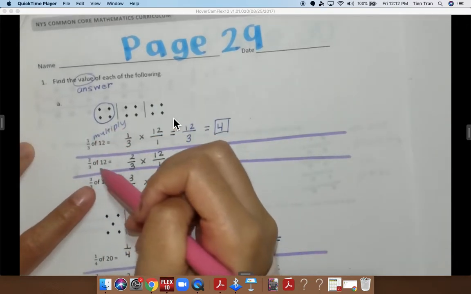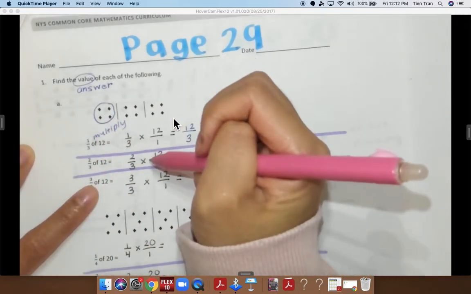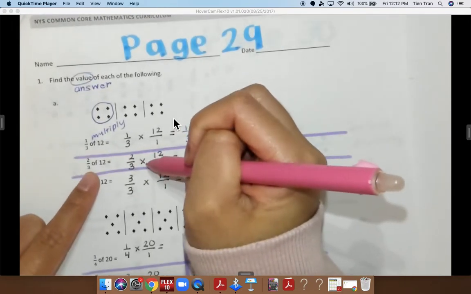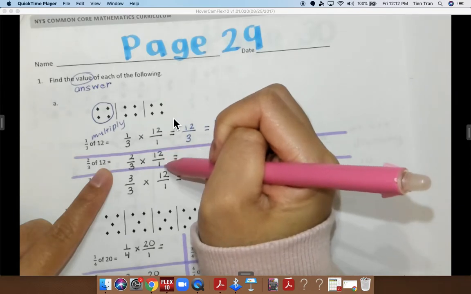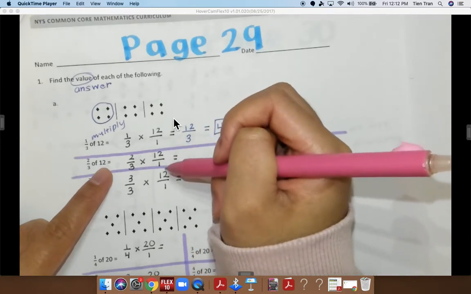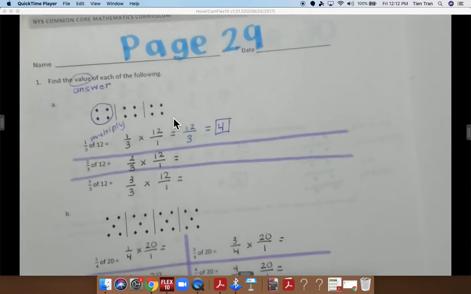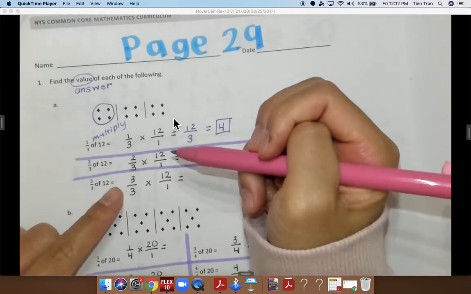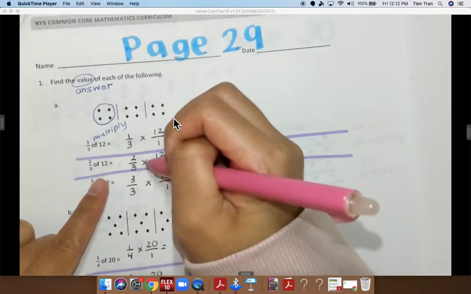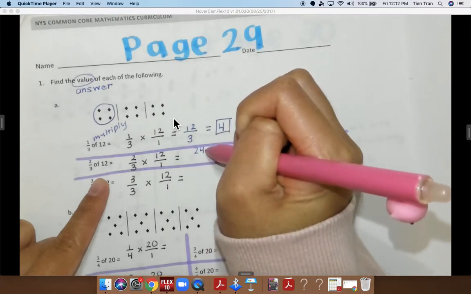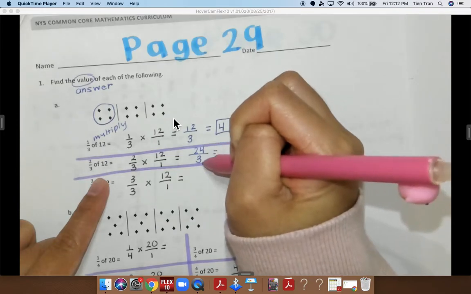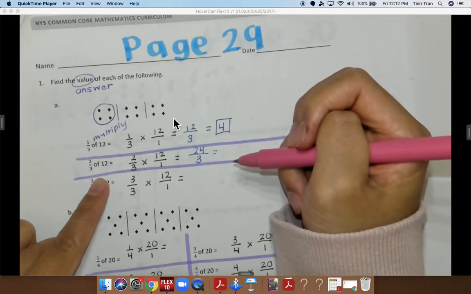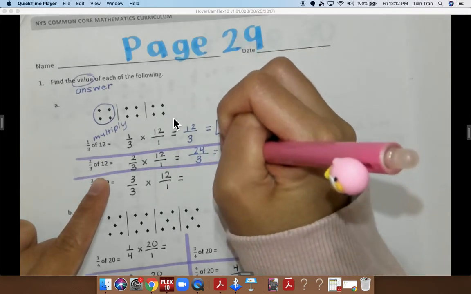The next one, we have 2/3 of 12. So I set it up 2/3. Remember that of means to multiply. So we put a multiplication sign and 12 over 1. Again, 12 divided by 1 is equal to 12, so 12 and 12 over 1 are exactly the same. 2 times 12 is equal to 24, and 3 times 1 is equal to 3. 24 divided by 3 is going to give you your answer of 8.